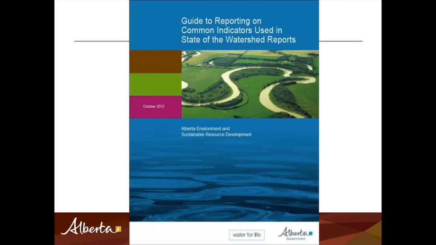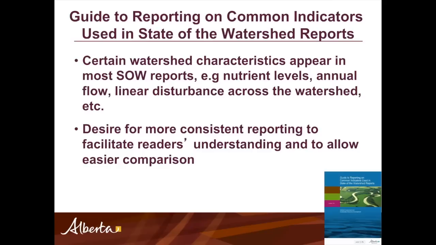Now I'm moving to the guide to reporting on common indicators used in State of the Watershed reports. And here it is in real life. Now we notice with all these State of the Watersheds being produced that there are certain characteristics that appear in nearly all of the State of the Watershed reports. Examples are nutrient levels, annual flow, linear disturbance across the watershed. Often it's because these are very important characteristics, and sometimes it's because there's data available.